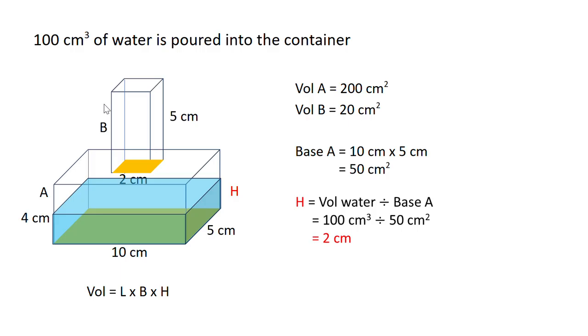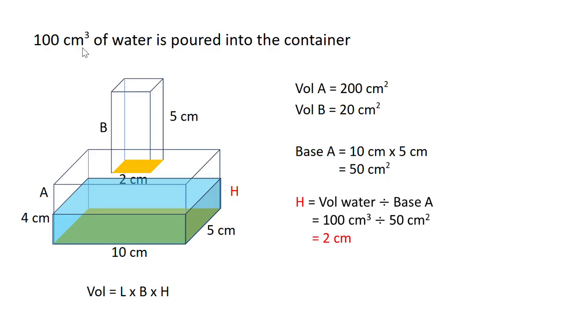Okay, first thing you need to understand the concept is that when water is poured into a container, the water will sink below. It cannot be floating. So the water will sink right below, which means that it will fill from below and slowly come out. So we calculated, or if it has not been calculated, you calculate the volume of container A, you realize that it's 200 centimeter cube. Container B is 20 centimeter cube.